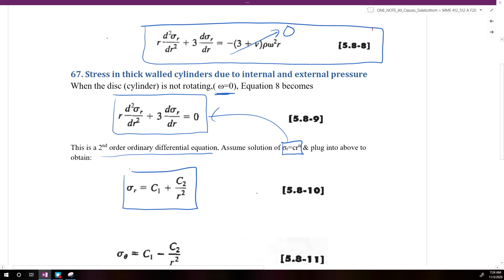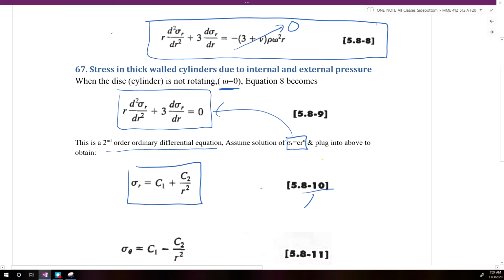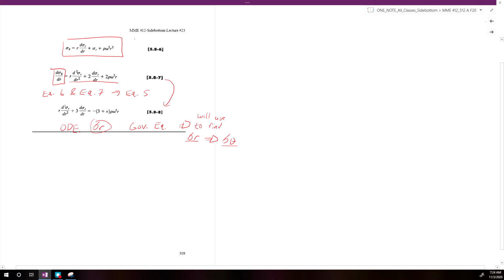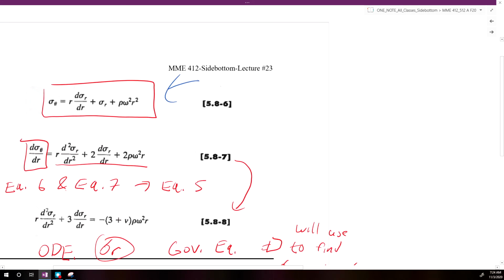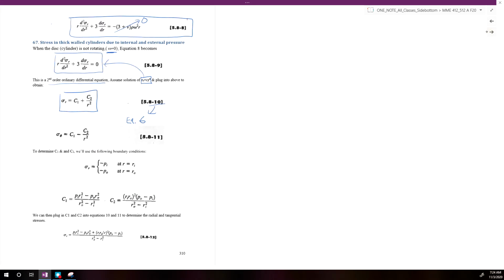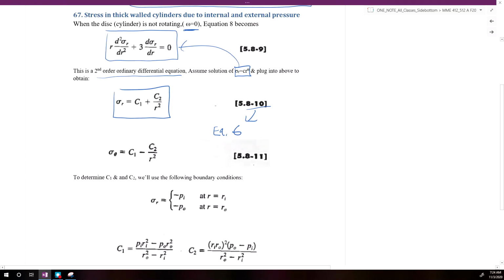Okay, so if you plug equation 10 into equation 6 on the last page here, all right, we'll get this equation here for the stress in the theta direction. Okay, so we now have two equations for sigma r and sigma theta.